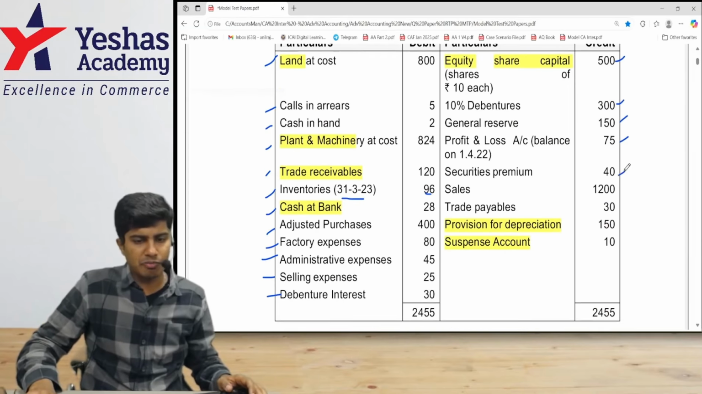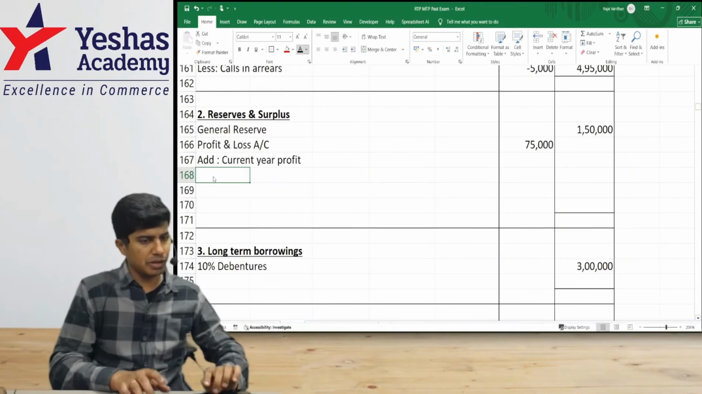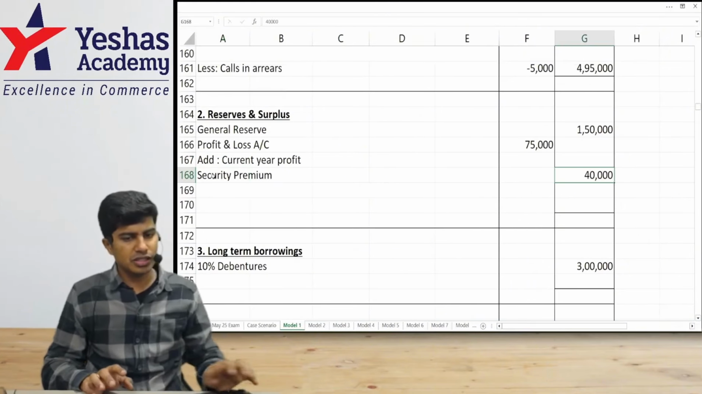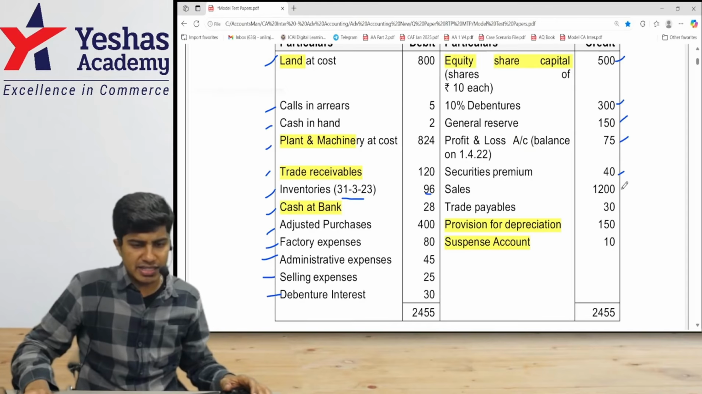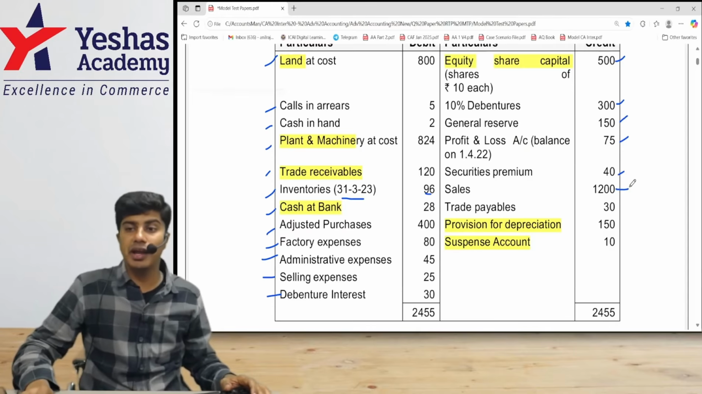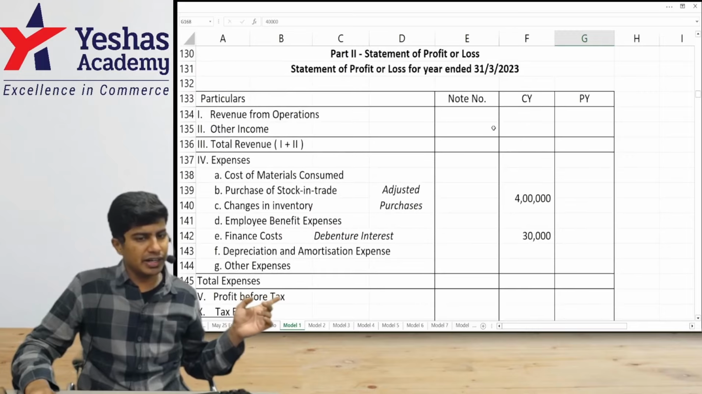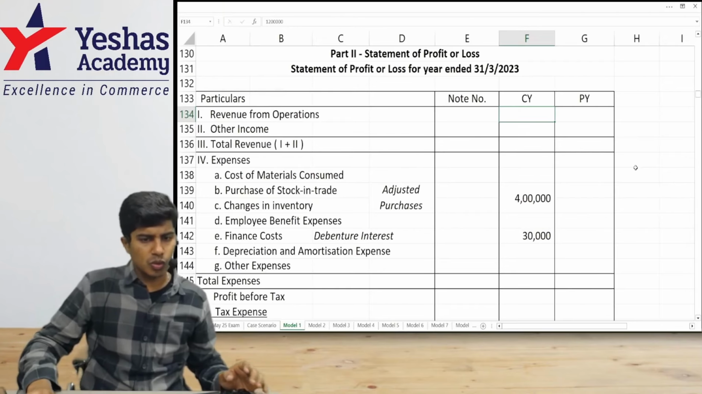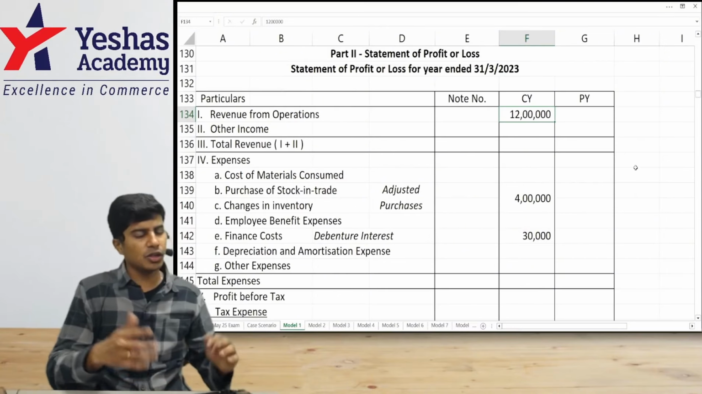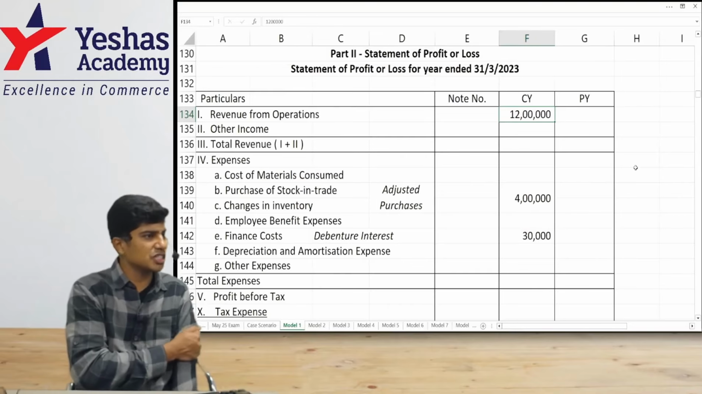Then securities premium 40,000. This is also a reserve. I would write here securities premium, 40,000, under reserves. Then we have sales. Sales is revenue from operations, P&L. So in my statement of profit or loss, I would write here revenue from operations. How much is it? 12 lakh. 1,200 thousands is 1,200 followed by 3 zeros, which is 12 lakh.